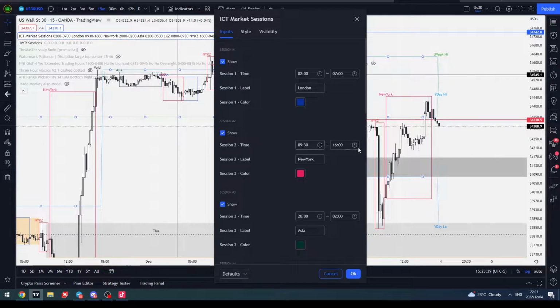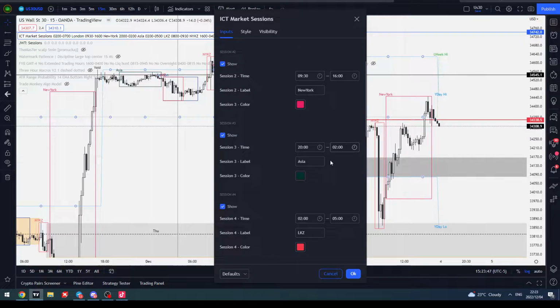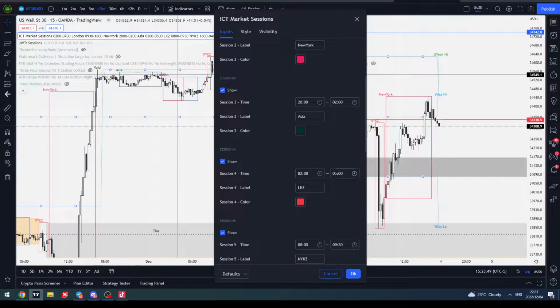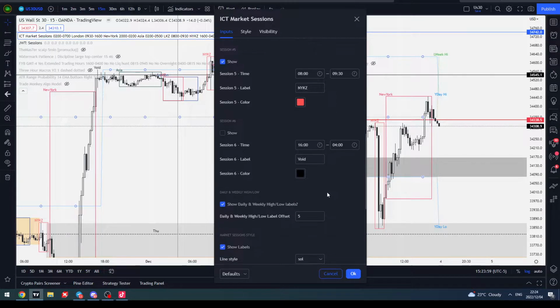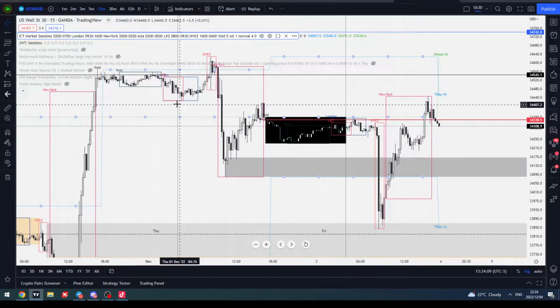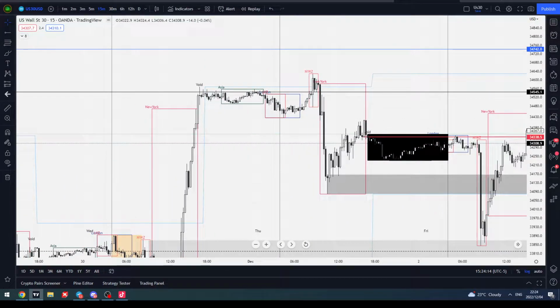We have 9:30 to 1600 on New York. 8 to 2 as the Asia session. 2 to 5 as the London kill zone. So most of your entries will most likely occur in the London kill zone. And the New York kill zone will be 8 to 9:30. You can also put the void in here if you want. Al dente, if you're listening, you can put the void in here, 16 to 14, and then it will show it up here. Now, let's have a look here. You have all the sessions marked off.